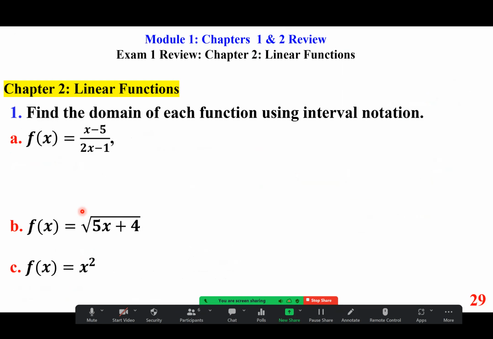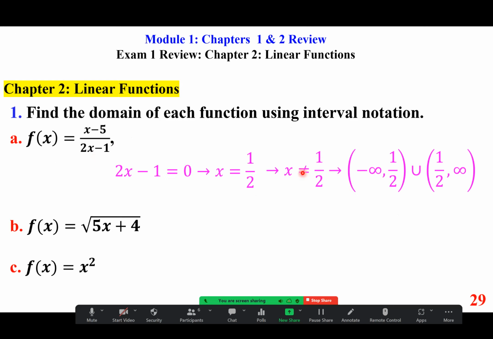All right. We want to find the domain. Anytime you have a rational expression, you set the denominator equal to 0 and you exclude that. So you set it equal to 0, x equals 1/2, and the domain is this: x can't be 1/2. This is the answer. Now, the way you represent that is with the inequality, or this is the interval format.